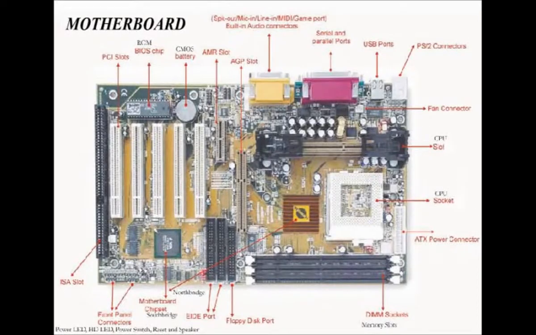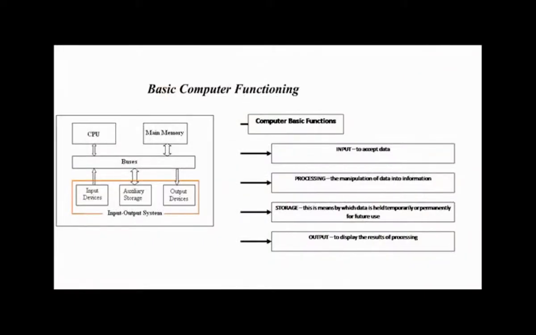Basic computer functioning. A computer can be defined as an electronic device that accepts data from an input device, processes it, stores it in a disk, and finally displays it on an output device such as a monitor. This flow of information holds true for all types of computers such as personal computers, laptops, palmtops, etc. In other words, the fundamental principle of working is the same.